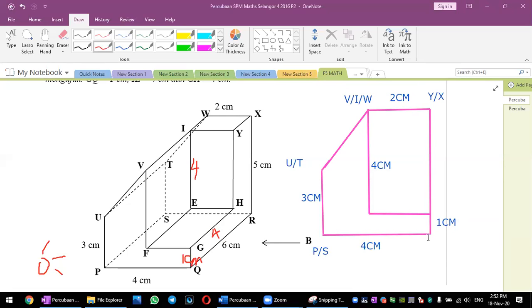Okay, then sini nampak apa? Sini nampak Q dulu. So Q, belakang Q, R. QR. And then this one, you will see G first. After G is H. Then how about this corner? You will see F. Behind F is E. So it's FE. Okay, so the diagram looks nice.